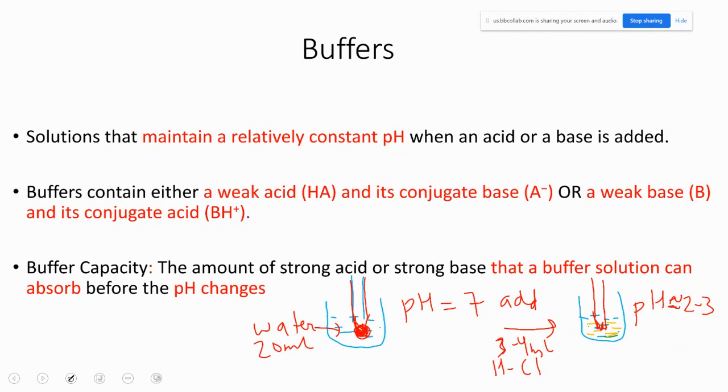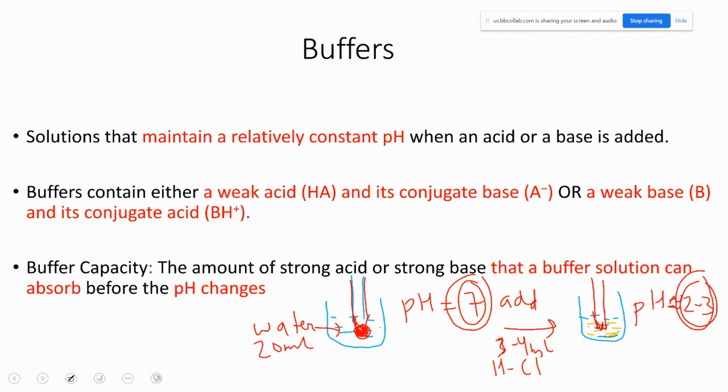All right, but do you see how the pH changed drastically, right? So it went from 7 to 2 to 3. Now remember that number, that is in the logarithmic scale. So you're talking about a pretty big change.